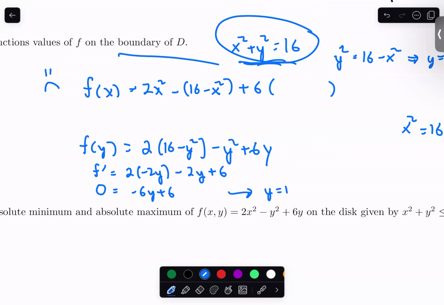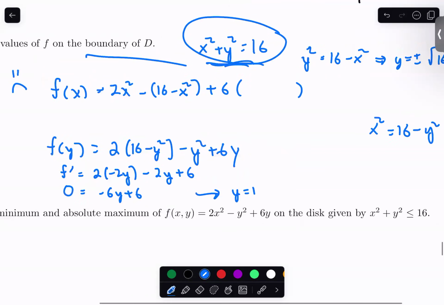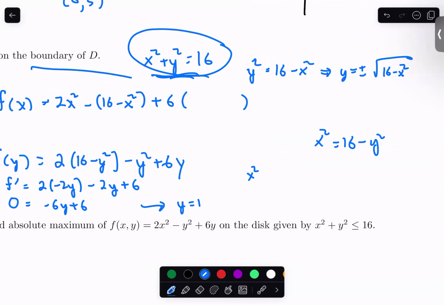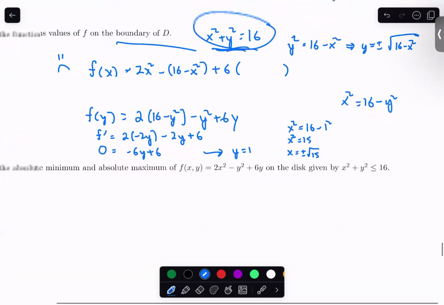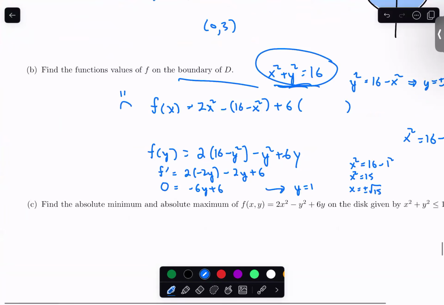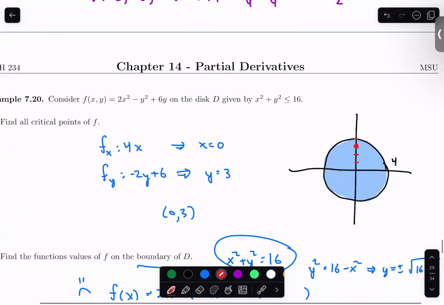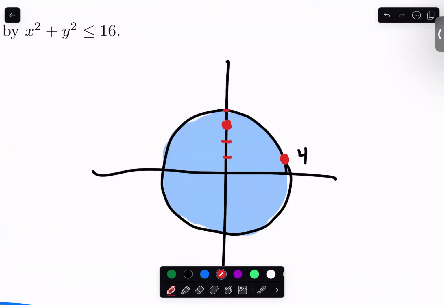But I have to remember I'm on my boundary, right? And so what are the x values? Well, I know that x squared is going to be equal to 16 minus y squared. So that gives me that x squared is equal to 15, which means that x is equal to plus or minus root 15. So there are 2 points. That's better than having to do all the derivatives and all that sort of stuff twice. So at a height of 1, go over until I hit my boundary point over here, and go to the left until I hit my boundary point.